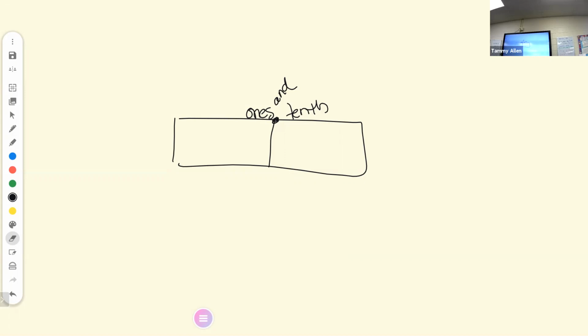All right, 4 and 5 tenths should look like this. Put the decimal point between the 4 and the 5, the 4 in the ones place, the 5 in the tenths place. A couple of you have 40 and 5 tenths. Okay, so you can circle with that.